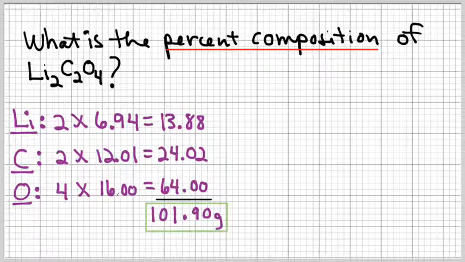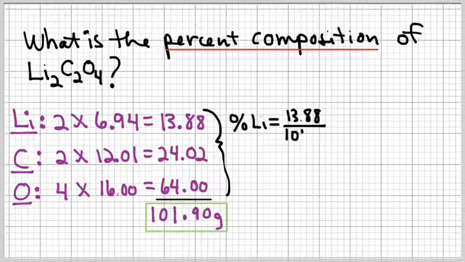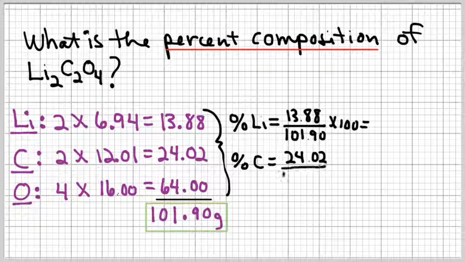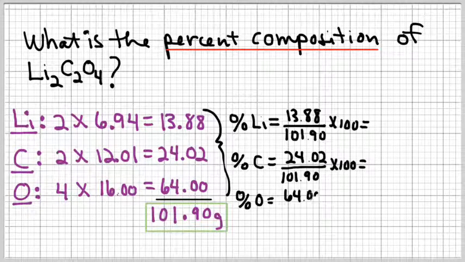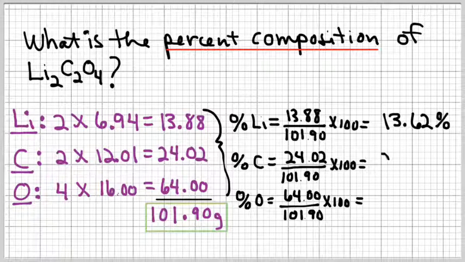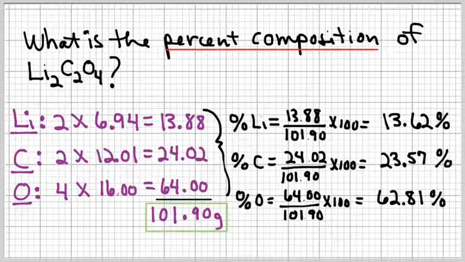So now I want to know what portion of that total is lithium, what portion is carbon, and what portion is oxygen. So going through each of those, I take lithium's contribution and figure out what percent that is. I take carbon's contribution, figure out its percent, and then I take oxygen's contribution, which is the biggest, and figure out that percent. Then I simply do the math, following significant figures. It's as simple as that.